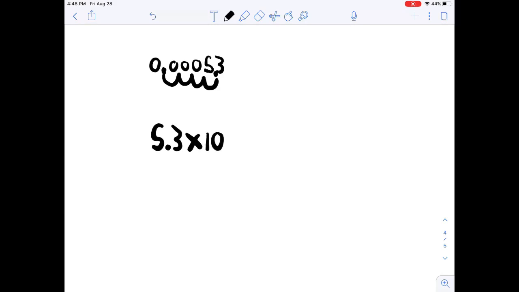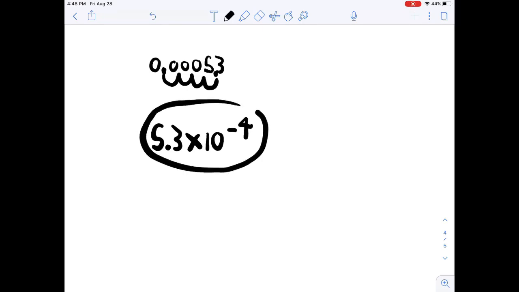Now let's look at how to write the scientific notation of a number that's less than 1. So 0.00053. And this time we're going to move the decimal place to the right instead of the left. And we're going to do it until it gets right in front of the 5. So 1, 2, 3, 4. So we're going to write 5.3 times 10 to the power of negative 4. So not positive 4, it's negative 4 because we're moving the decimal place to the right. It's still an integer, but it's just negative.